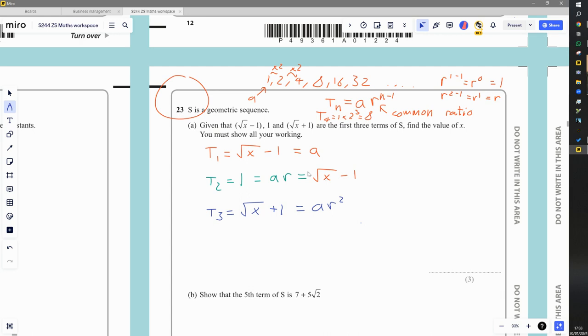And let's use black as the neutral colour. And that's been multiplied by r. So I'll put that like that. So that's term 2. And term 3 is a times r squared. So that's going to be equal to, well, we already know what a is, for this one here, multiplied by r squared.